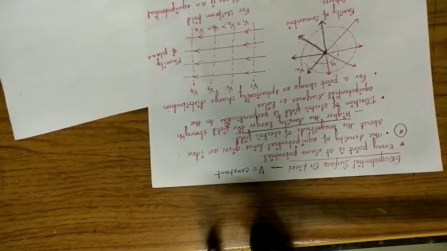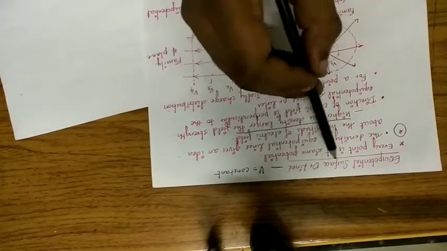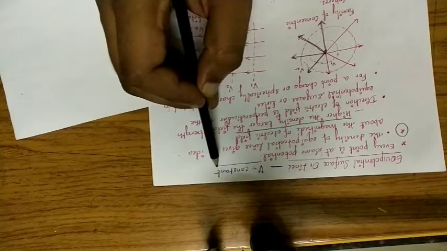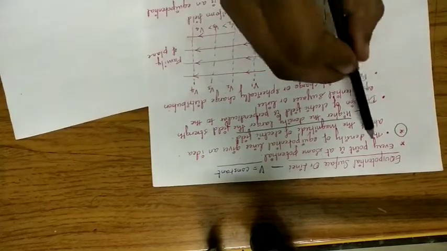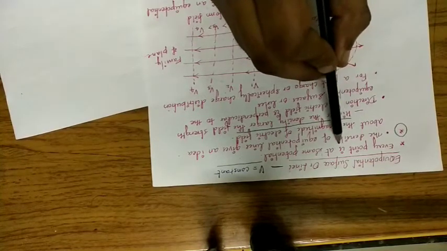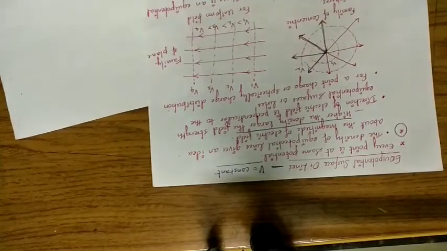Good morning, students. Our next topic is equipotential surfaces or lines. The idea here is that for any particular surface or line, the V value is constant. Such surfaces or lines are called equipotential surfaces or lines. So the simple definition is: every point lying on those surfaces or lines is at the same potential.